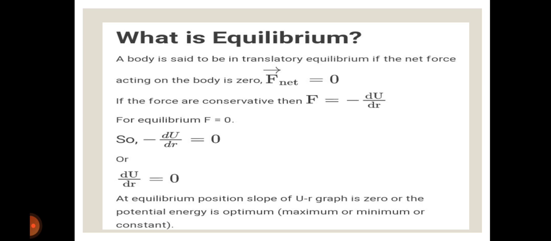A body is said to be in translatory equilibrium if the net force acting on the body is zero. If the forces are conservative, then F is equal to minus dU by dr. For equilibrium, F is equal to 0. So, minus dU by dr is equal to 0, or we can say dU by dr is equal to 0. At equilibrium position, the slope of our graph is 0, or the potential energy is optimum, maximum or minimum or constant.